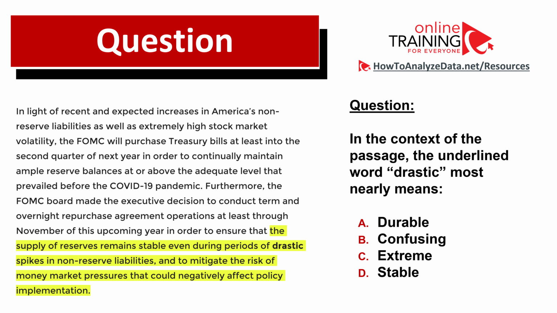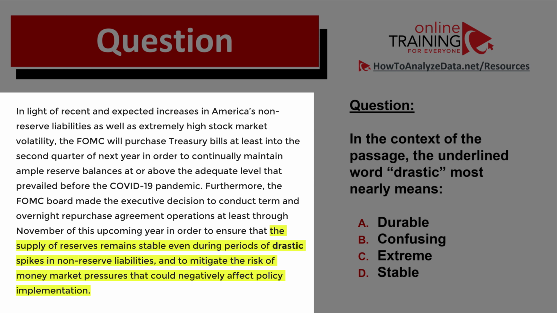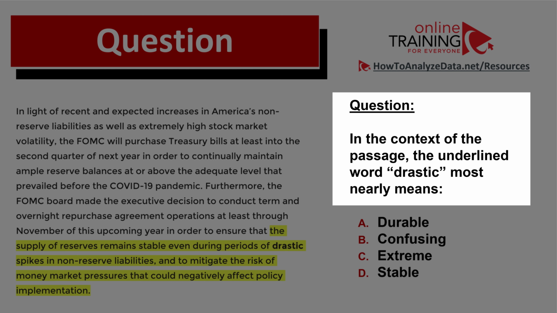And now here's the question for you to try. Please pause this video and read the passage on the left. After you read the passage, here's the question. In the context of the passage, the underlined word drastic most nearly means, and you have 4 different choices.